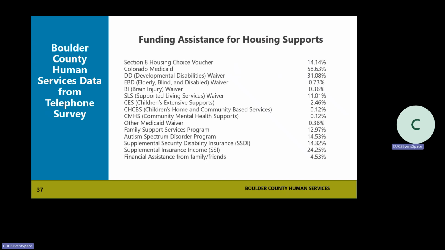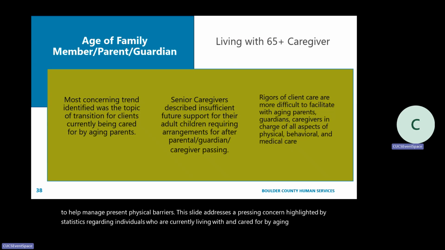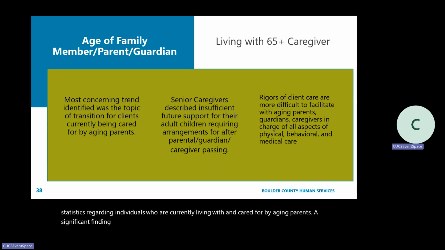Okay, sorry about that. So that there isn't an opportunity to fix broken items in their current homes or to help manage present physical barriers. This slide addresses a pressing concern highlighted by statistics regarding individuals who are currently living with and cared for by aging parents. A significant finding is that 38% of respondents in services live with caregivers age 65 and older. This trend raises important questions about future care and support.